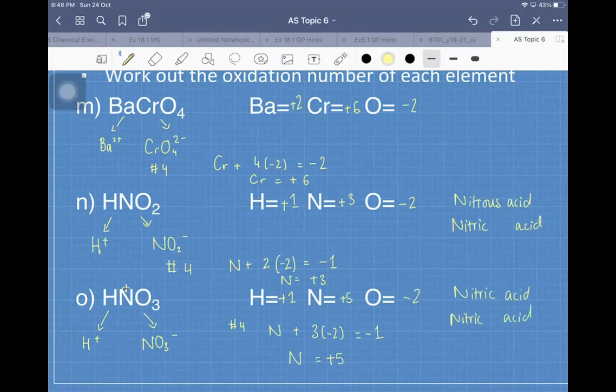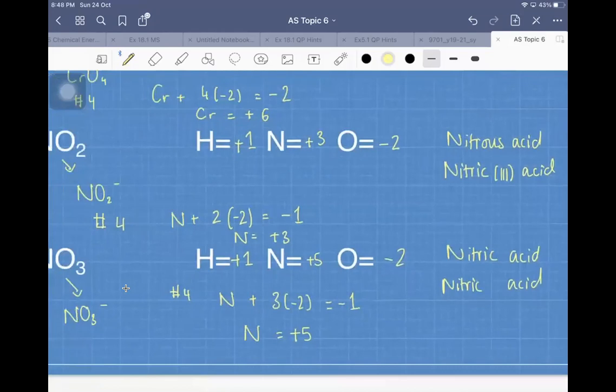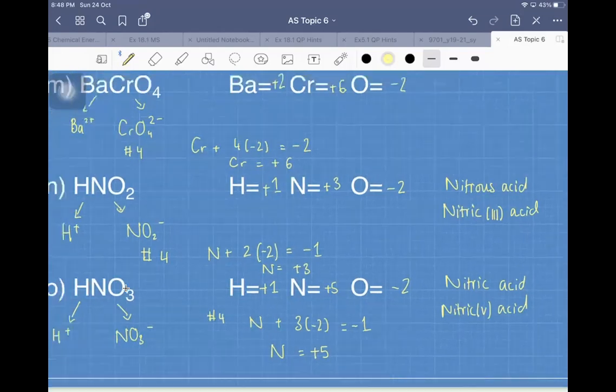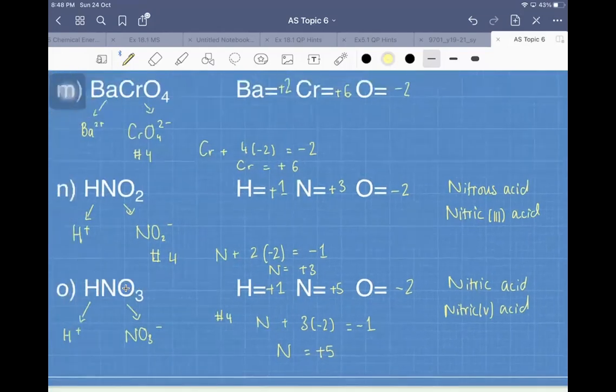Okay, so in HNO2, the nitrogen is +3, so we call this nitric 3 acid. Okay, the number 3 in Roman numerals. The other acid, which is HNO3, is also called nitric acid, but it's nitric V acid. Okay, so V stands for 5 in Roman numerals. So please take note of this new and old way of naming.